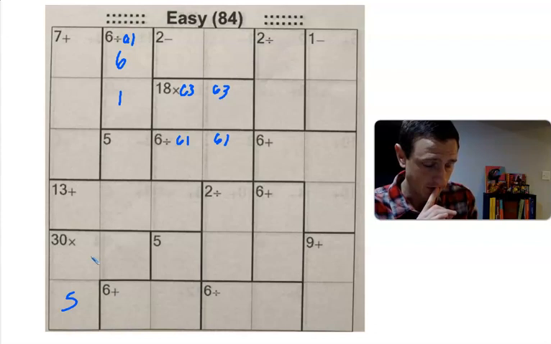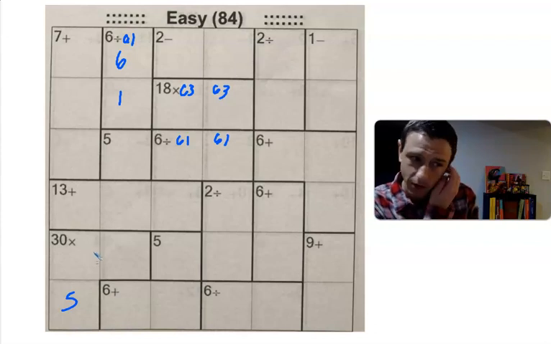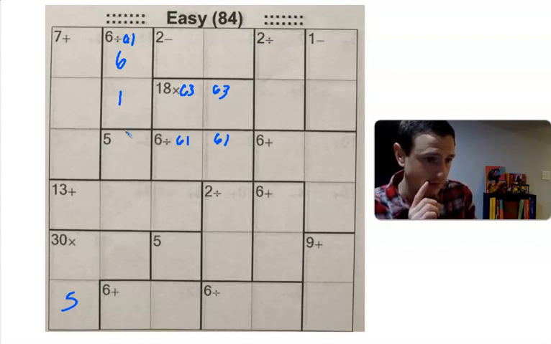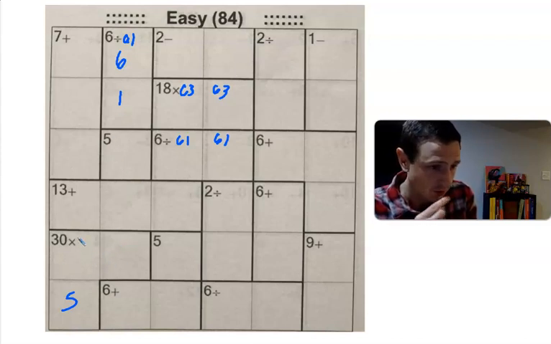or 3 and 2, which it can't be 6 and 1, actually. 6 and 1 are here. So if this was 6, this would have to be 1. If this is 1, this would have to be 6, which you can't do. So this has to be 3 and 2. Right here.